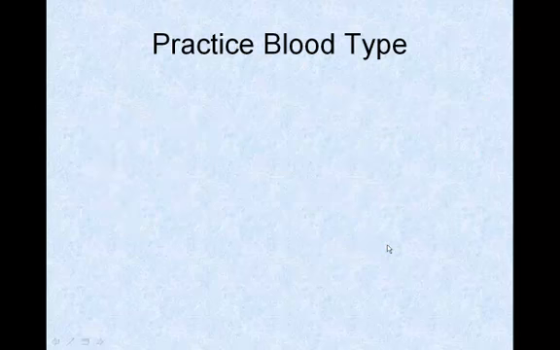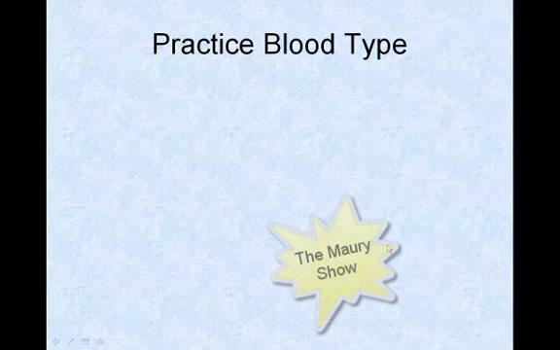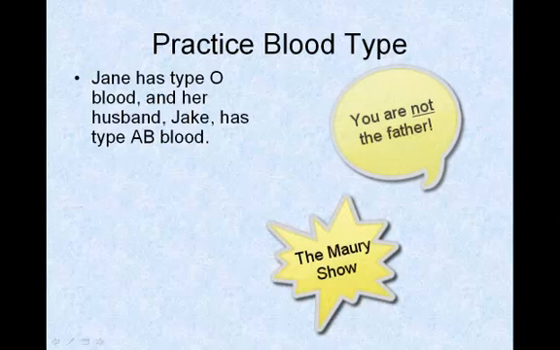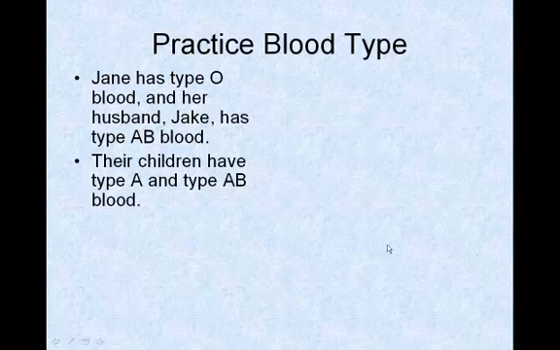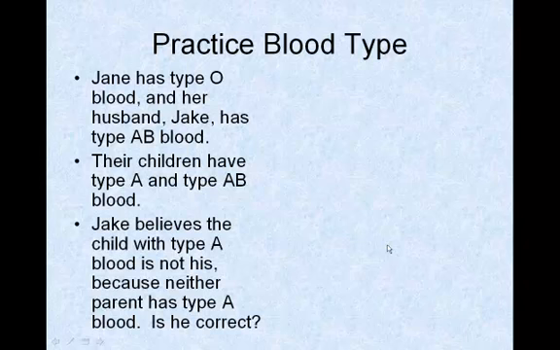Now, we're going to do a practice blood type problem, and this is sort of like a paternity test. So, Jane has type O blood, and her husband Jake has type AB blood. I know, my names are very creative. The children that they have are type A and type AB blood. So they have 2 kids, one's type A, one's type AB. Jake thinks that Jane has been stepping out on him because he doesn't have type A blood and Jane doesn't have type A blood. So he thinks that he's not the father of this baby. So we want to actually see if he's correct.